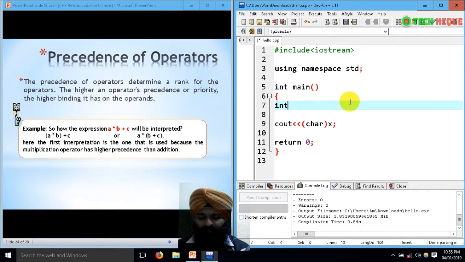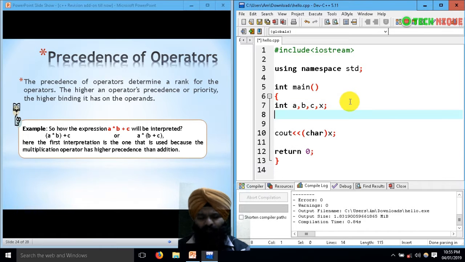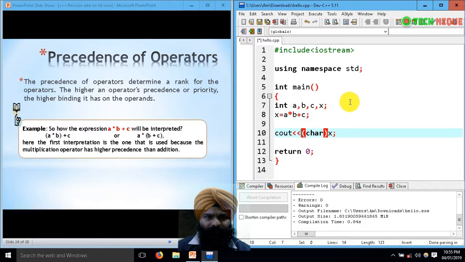So let's take some variables: int a, b, c and x. So now if I'm going to write x is equal to a into b plus c. So in maths, okay, let's remove this previous program. So in maths, we have a BODMAS formula, but here we are going to implement the same thing, but the concept is a little bit different. So in C++, we have precedence and associativity to solve this particular expression.